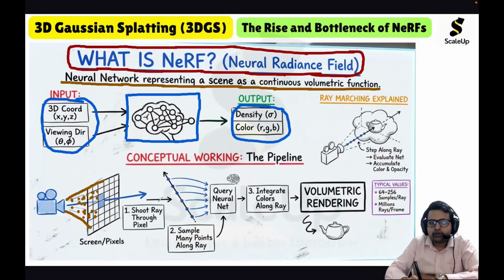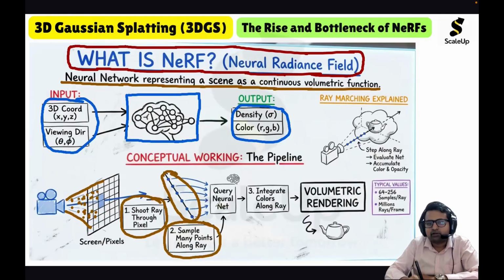So we shoot a ray through the pixels, we sample all the points along the ray like these points. We give these points along with the viewing direction to the neural network one by one, and the neural network will integrate colors along the ray. So it will give us the output, the density and color, and then we will combine the points to render the object, and we call it volumetric rendering.